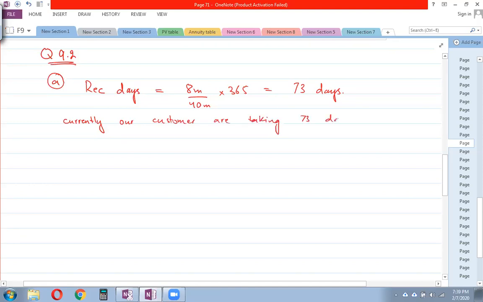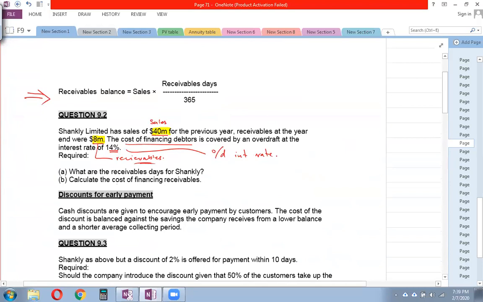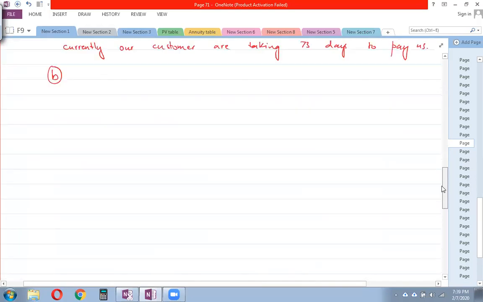73 days to pay us, right? Okay. And the second one, good job. Someone has done the second one as well. The second was part B. Calculate the cost of financing.